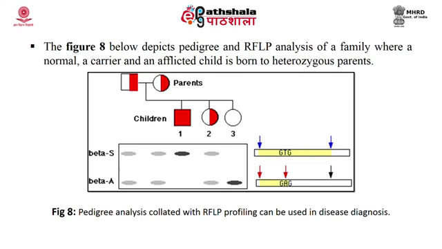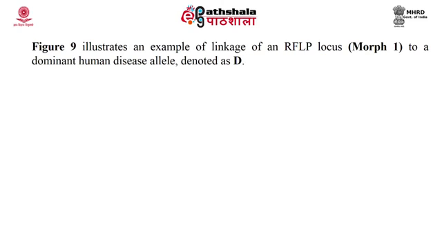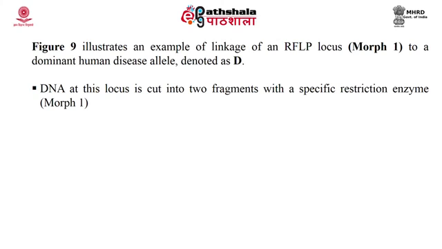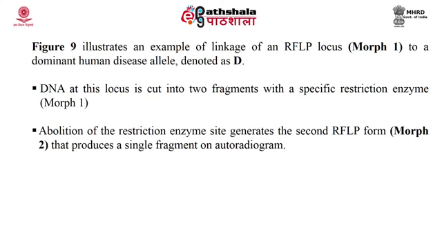Hence, in figure 8 we see the pedigree analysis, which can be collated with the RFLP profiling and used for disease diagnosis. Figure 9 illustrates an example of the linkage of an RFLP locus, MOF1, to a dominant human disease allele denoted by D. DNA at this locus is cut into two fragments with a specific restriction enzyme. Abolition of the restriction enzyme site generates the second RFLP, MOF2, that produces a single fragment on the autoradiogram.